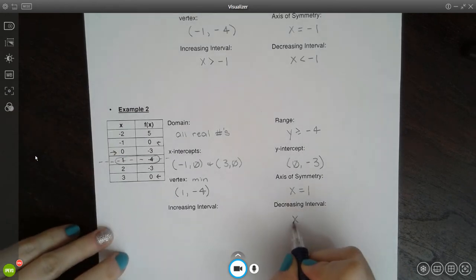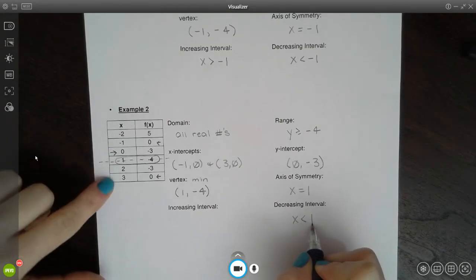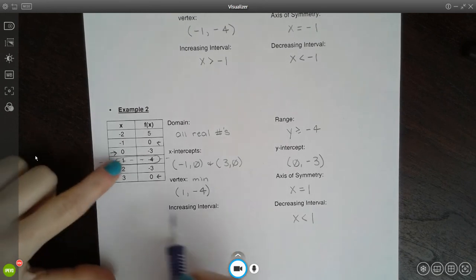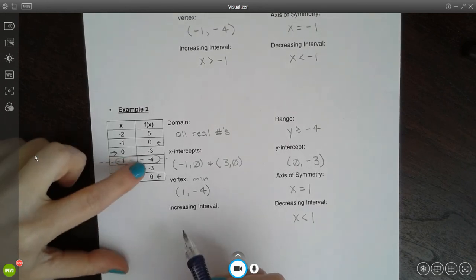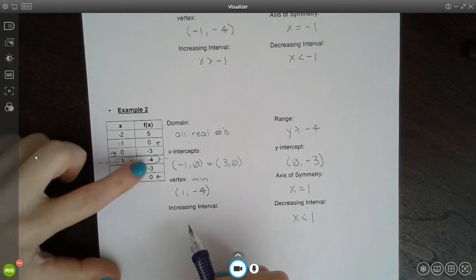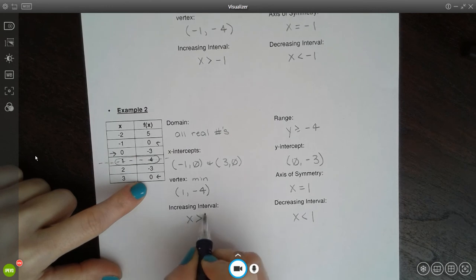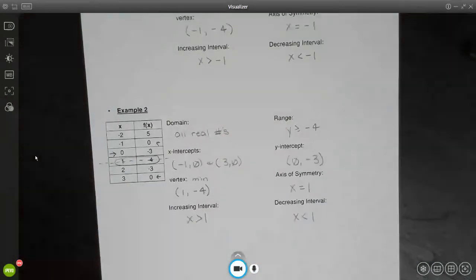So then I would have x is less than 1 because it's all of my x values that are smaller than 1. So if I look on the other side of that, I go from -4 to -3 to 0. So as these x values are going up, the y values are going up. So that would be my increasing interval.